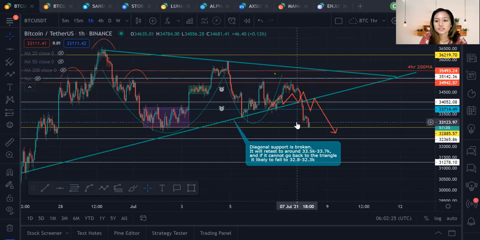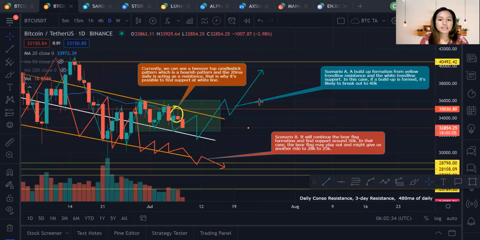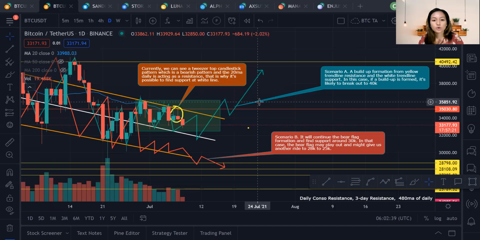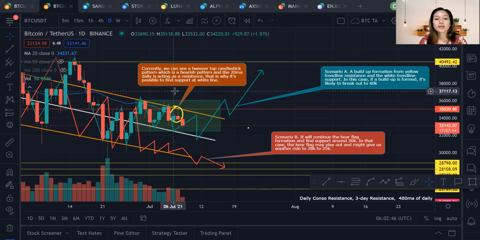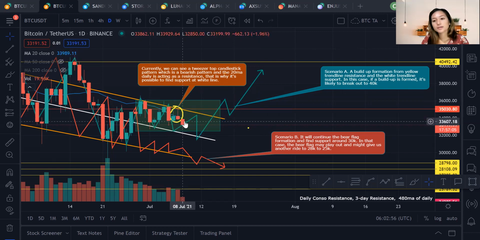Okay, and I want to share with you my technical analysis for Bitcoin on the daily chart. I already shared these ideas in my private group, so we expected a red candle today. As you can see, let's move here to the orange text first. We can see this tweezer top. A tweezer top is commonly a bearish candlestick pattern.